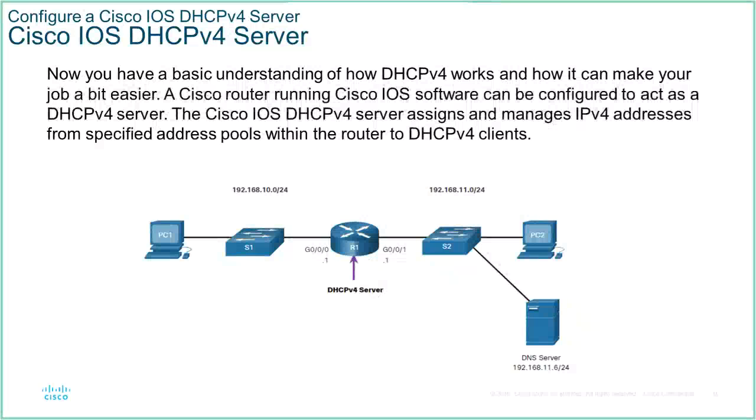So there's many ways we can do this, but in this example here, we're just going to make the router our DHCP server for both our networks. Okay, so we can assign IP addresses to both the 10 and 11 devices.